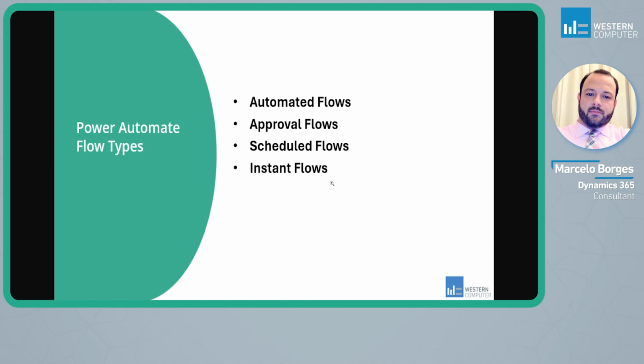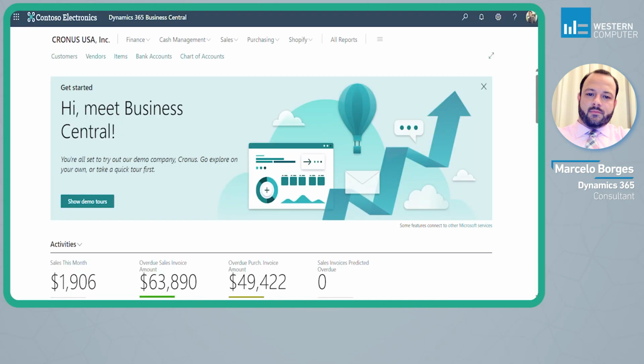And instant flows, these are the nicest ones because this is actually something you can trigger from within BC as a button on the action bar, on the ribbon, at the top. I'm going to be showing those to you as well, okay? Let's get started with automated flows. Well, let's get started with showing you how Power Automate is integrated in Business Central.